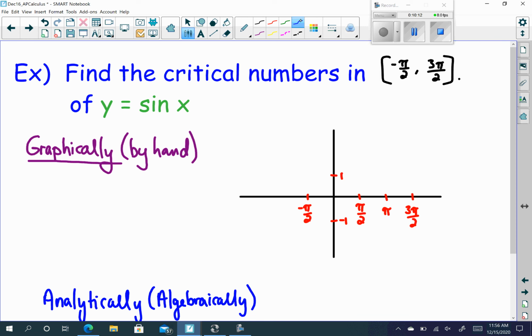All right, so again, if you remember, the graph of sine definitely goes through the origin here. At pi over 2, sine of pi over 2 is 1, back down to 0, and then down to negative 1, and then even over here, we're at negative 1. So it starts to look like this.